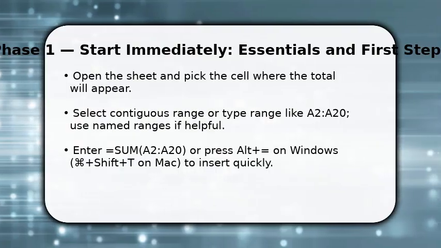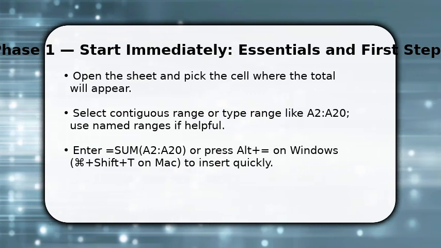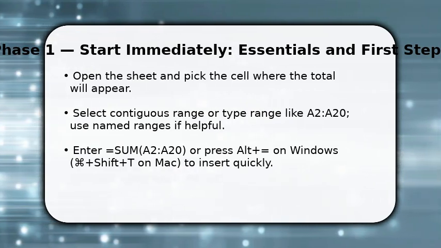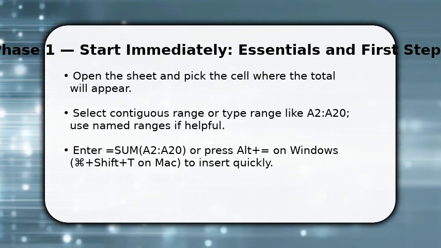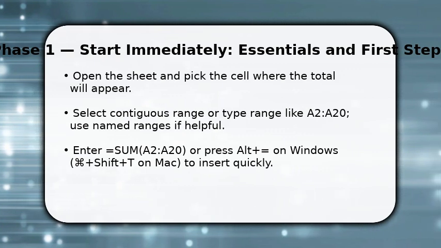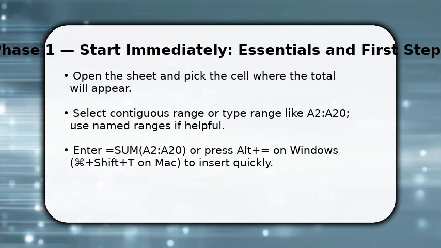You begin by choosing the cell that will hold the total, then identify the numeric range you want to add. Type =SUM(, and either drag to select A2:A20, or type the range directly. Once done, close the parenthesis and press Enter.